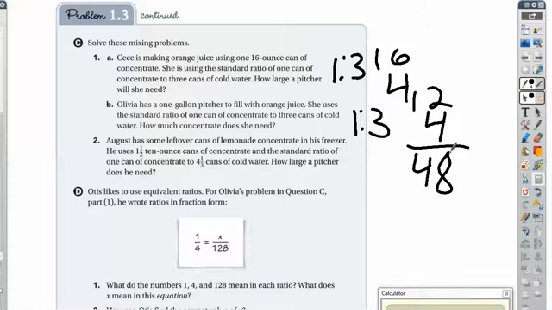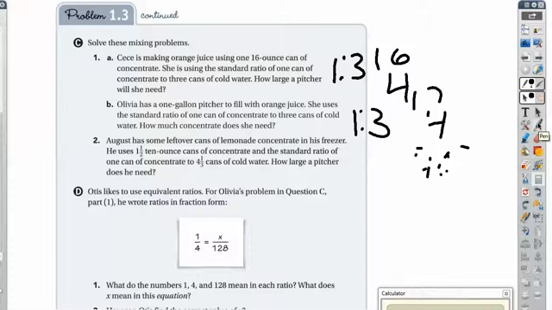Now C2. August has... Alright, so you have 1.5 is one of them. And so 1.5 10-ounce cans would be 15. And then if you have 4 1/3, it's 1.5 to 4 1/3. Or actually it's usually 1 to 4 1/3. So you'd have to multiply your first amount times 4 1/3 to get your second amount.